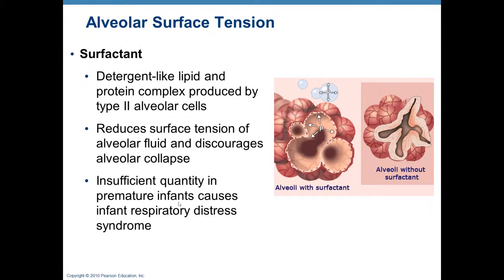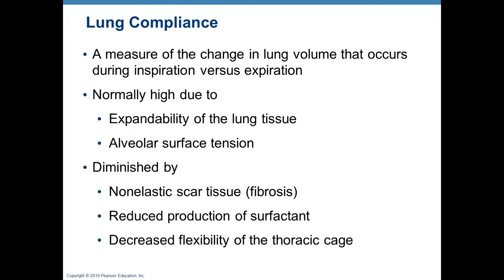Premature infants, when they're born, don't produce these surfactants very well, and so it makes the alveoli in their lungs much more prone to collapsing. So here's a little diagram of normal alveoli and alveoli that are collapsing due to a lack of surfactant.